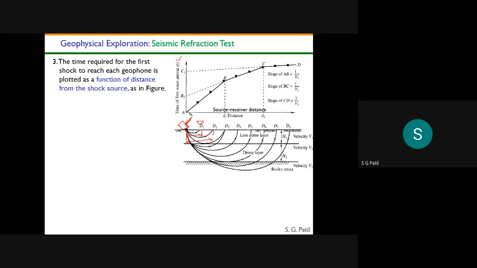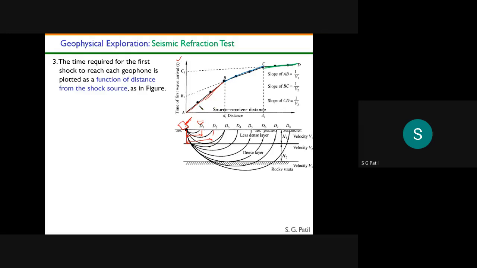Now look at the slopes of this line. How many slopes are there? This is one slope, this is the second slope, and this is the third slope. That means there are three soil layers. If you get only two slopes, then you may suggest that there are only two layers of soil. Now, what is the next step?